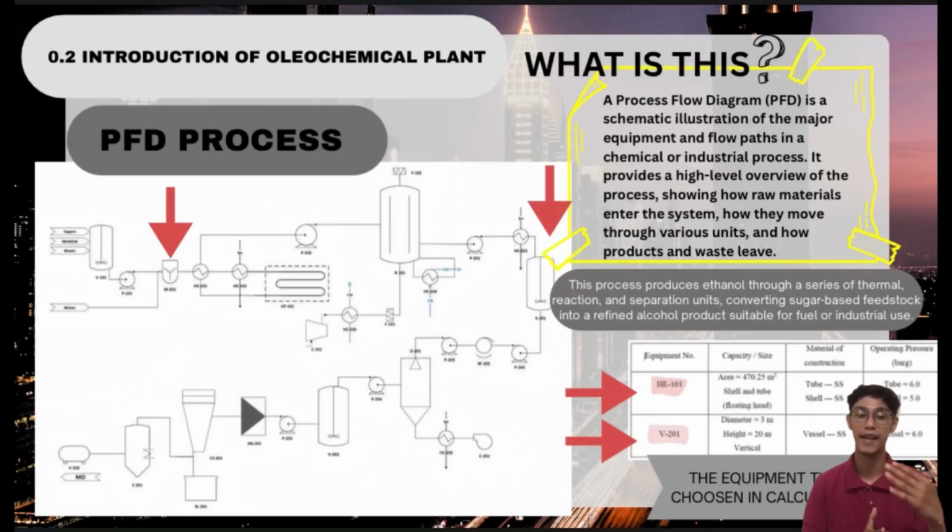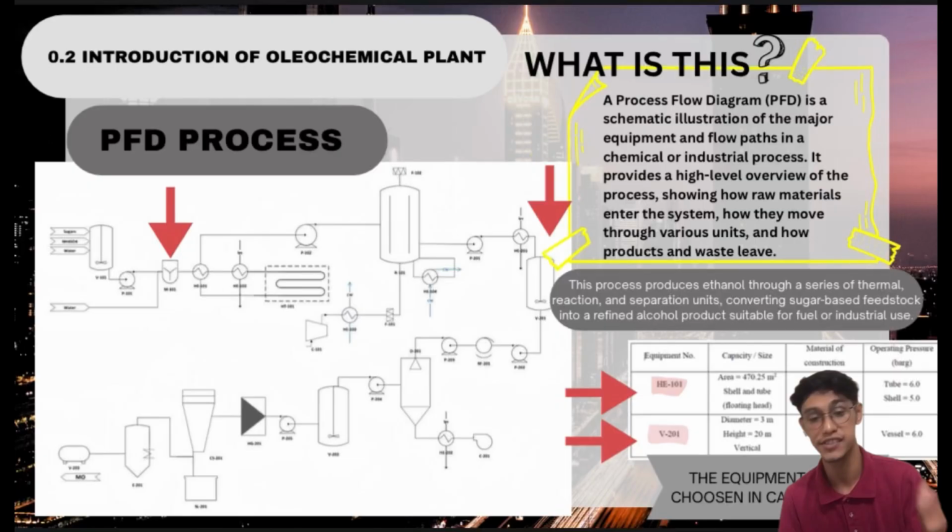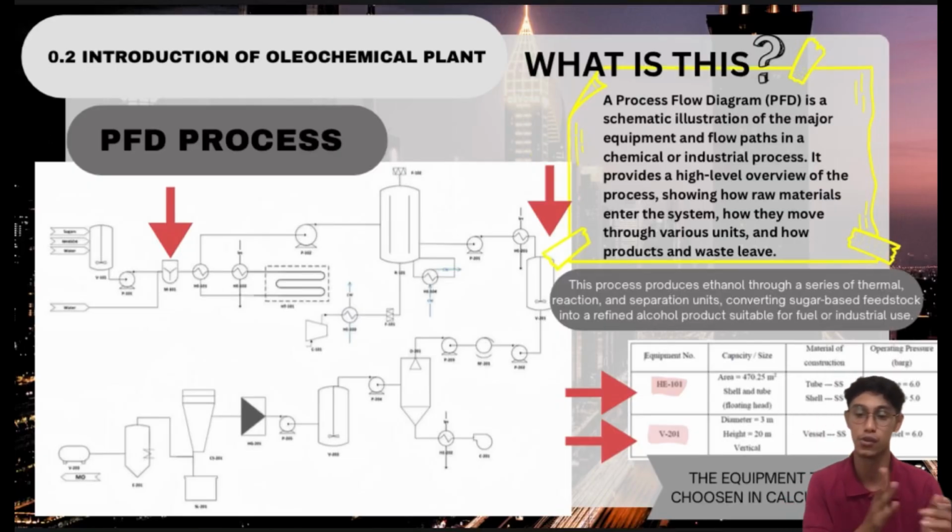It provides a high level overview of the process that shows how the raw material enters the system and how they move through the various units, and how the product and waste leave. It produces ethanol through a series of thermal reaction and separation units that convert the sugar-based feedstock, to refine the alcohol product into fuel or industrial use.